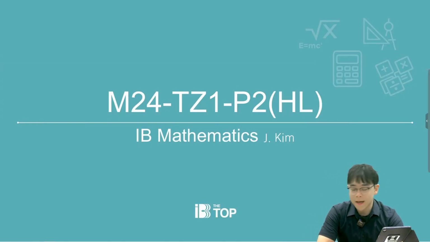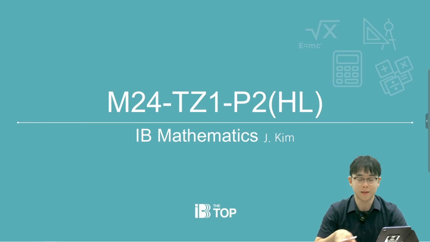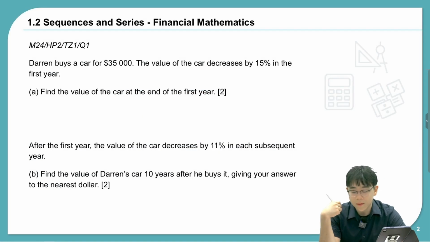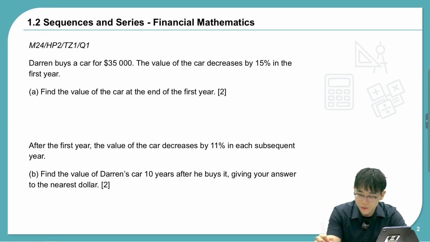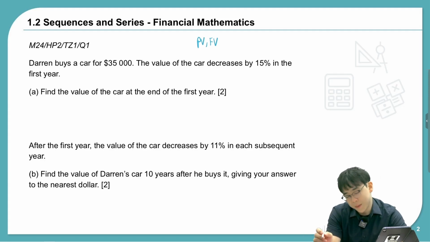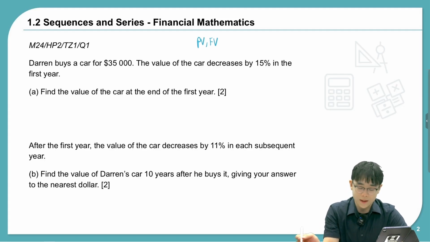Today we'll be doing the Analysis and Approaches paper, higher level. We'll be doing Paper 2 from May 24, Timezone 1. So let's begin. Number 1, we have a financial mathematics question. You could use the present value, future value feature on your calculator, but you could also just use arithmetic and geometric sequences and series. So let's dive straight in.